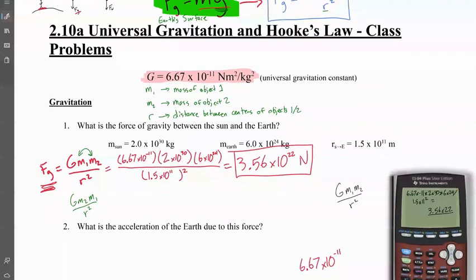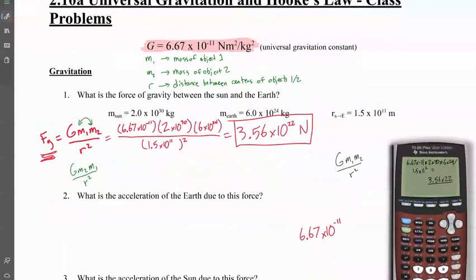Okay, number 2, it asks, what is the acceleration of the Earth due to this force? Now remember, how do we relate forces and acceleration? The sum of the forces is equal to mass times acceleration. And in this case, the only force acting on the Earth is the force of gravity due to the sun. Well, we know the mass of the Earth. Mass of the Earth is 6 times 10 to the 24.